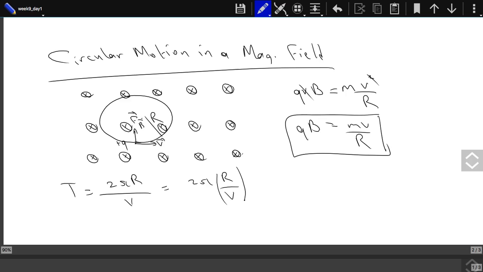But you see, from this relation, r over v is nothing but m over qB. So r over v, I just moved r and v to the other side, q times B to this side. So this is the period of the rotation. Well, you see, it is independent of how fast or slow my object is moving. That's kind of nice. So whatever its speed, its period of rotation will be exactly the same. So it only depends on what? On the mass, on the charge, and on the magnetic field.